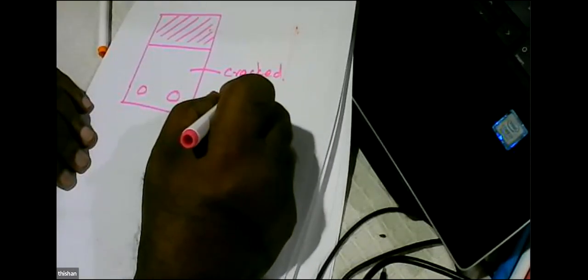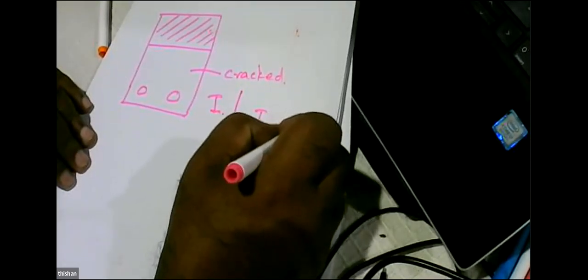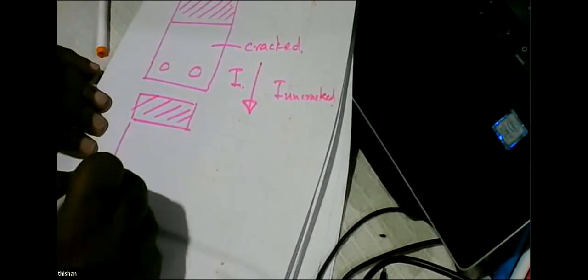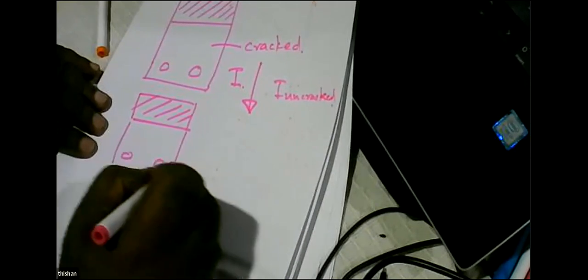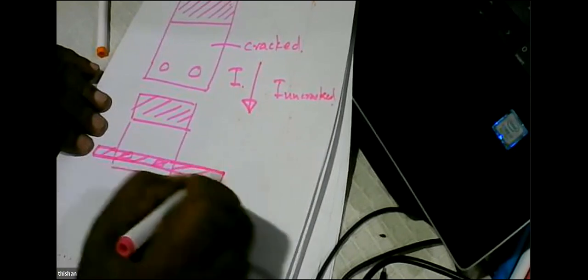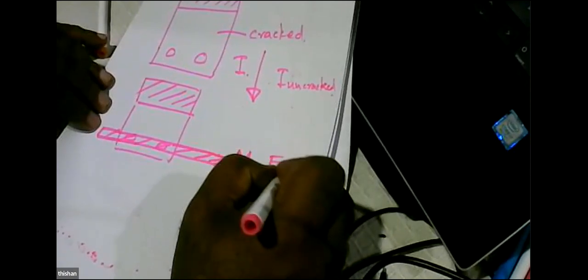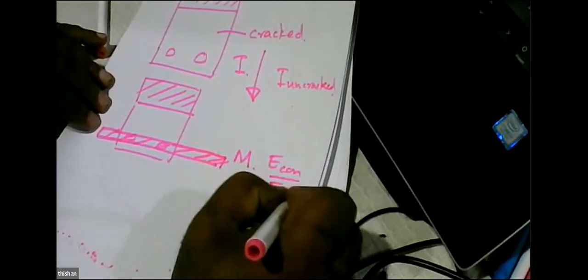Now, if you look at a cracked section, what can you say about the I value? The I value is lower than I uncracked. Because the section is cracked, you have to go for the equivalent section consisting of concrete here. The reinforcement here is converted to concrete like that, with a modular ratio of E steel divided by E concrete.